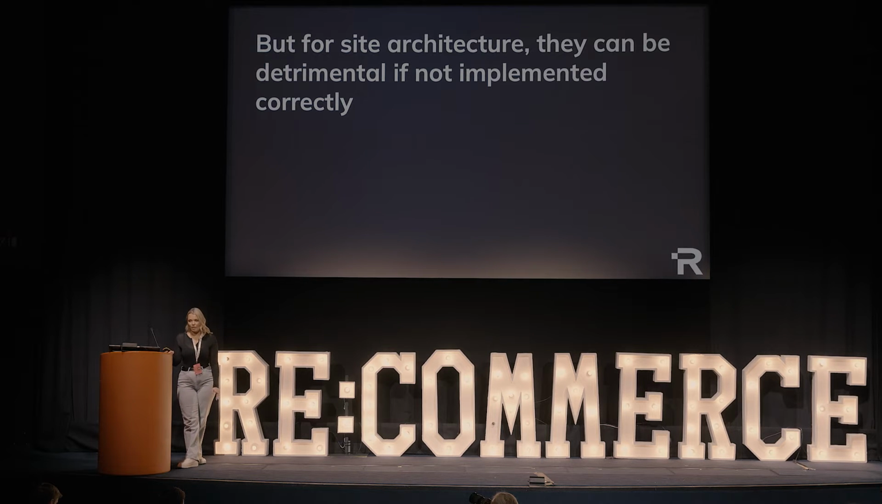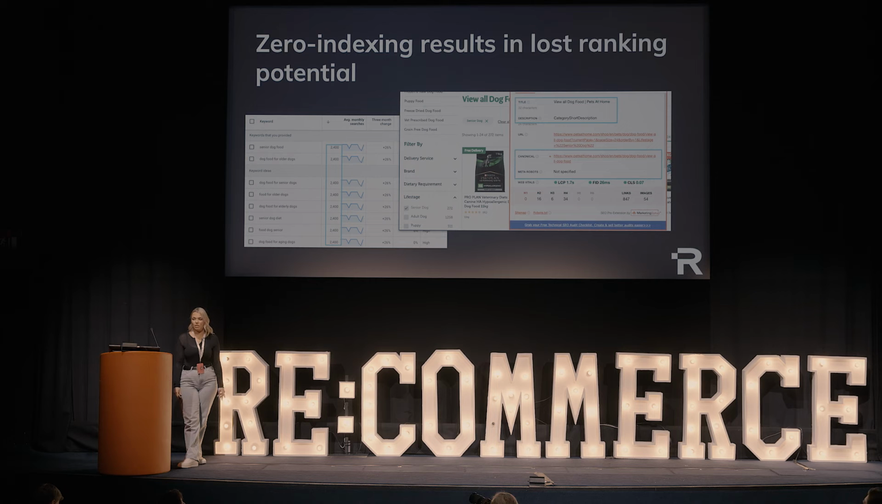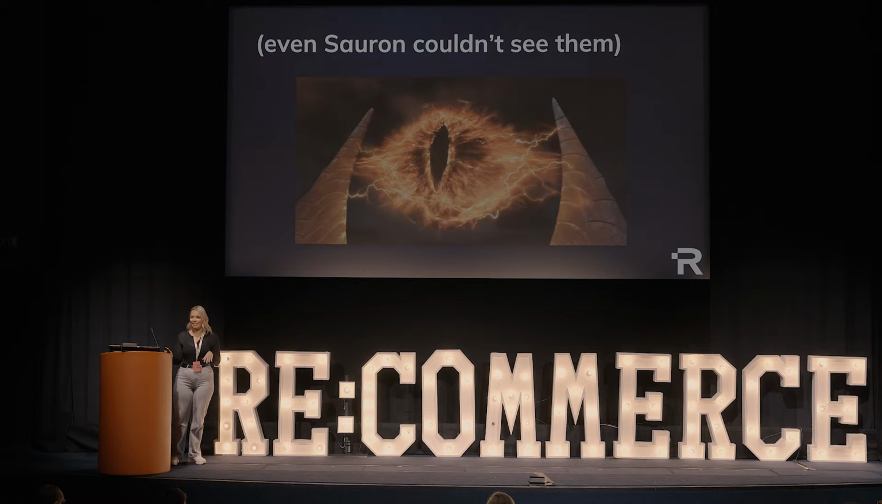So I've got a couple of examples here. So the first thing is typically one thing that we see quite a lot, which is zero indexing of your filtered navigation. So in this example, we've got Pets at Home. They've got a really, really great faceted navigation setup, and they've got lots of really helpful user-friendly filters, but they're not indexing any of them. So for example, this page, which is a senior dog food page, has a lot of search volume, currently not getting any visibility in the SERPs because it's not indexable. So even Sauron couldn't see these pages. If you're not a Lord of the Rings fan, please bear with me because there are a lot of these.